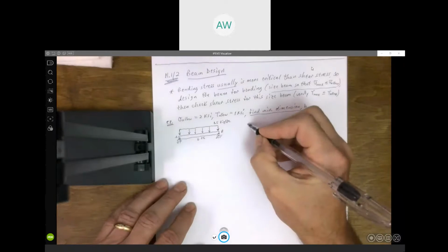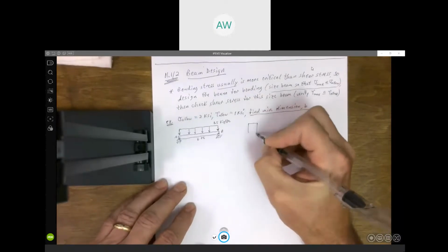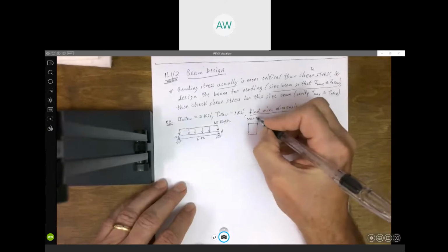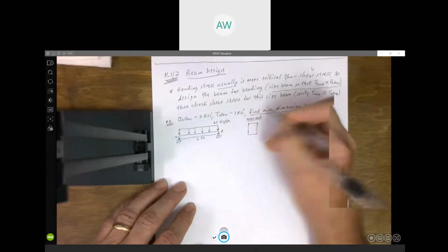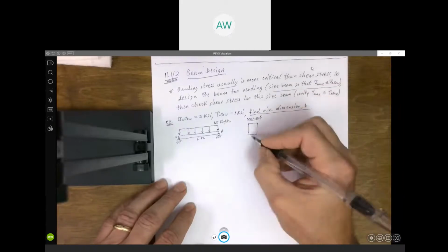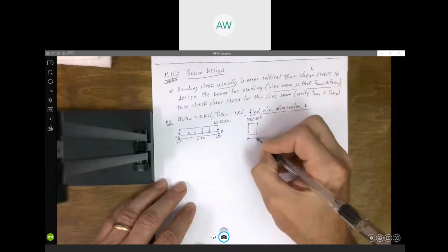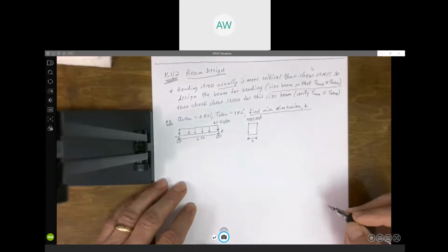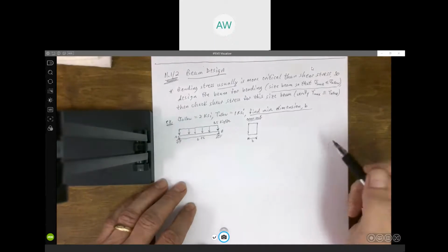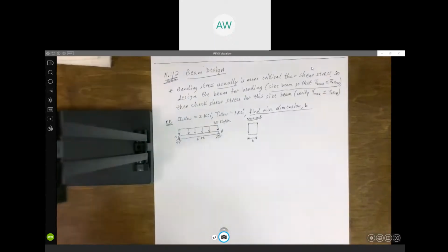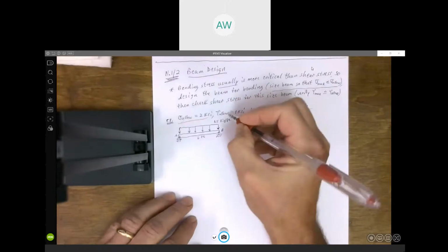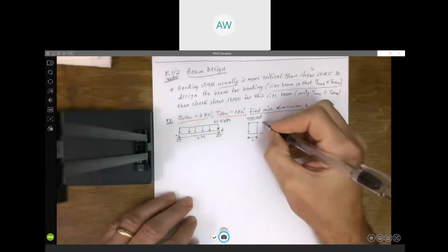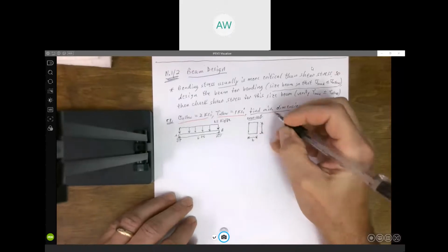Our cross section is just a rectangle. This is what the cross section looks like. It's rectangular. The width is what we're trying to determine. We're trying to decide how wide this cross section has to be so that we don't exceed those two allowable stresses. The height is given as 8 inches.